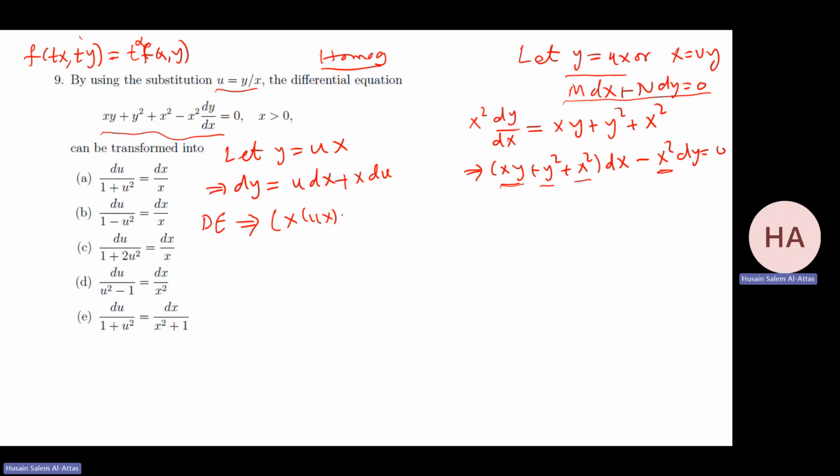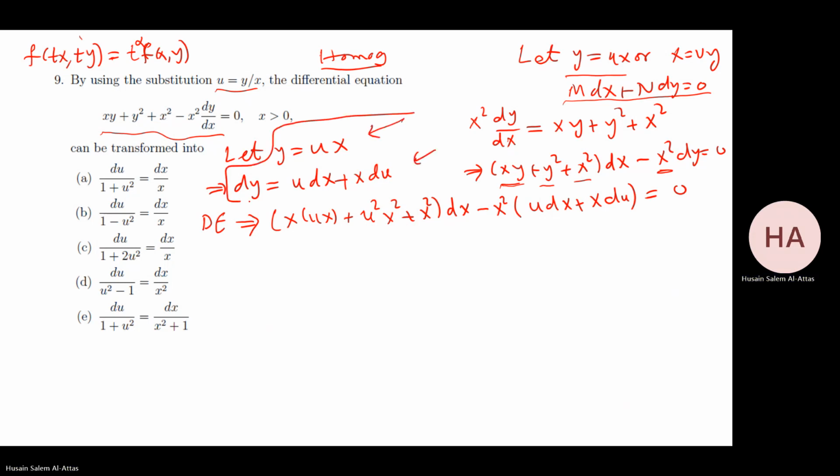x times y plus y squared, which is u squared x squared dx plus x squared, minus x squared dy, where dy is u dx plus x du. That should equal 0. What I did was only plug these two into the differential equation.